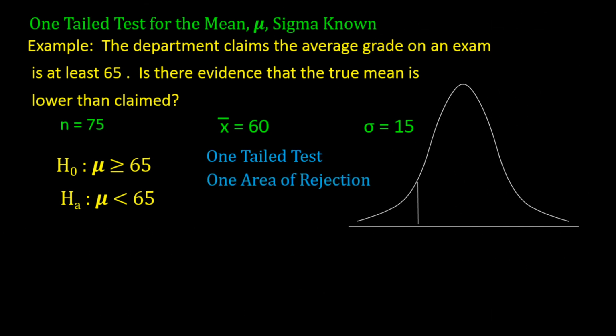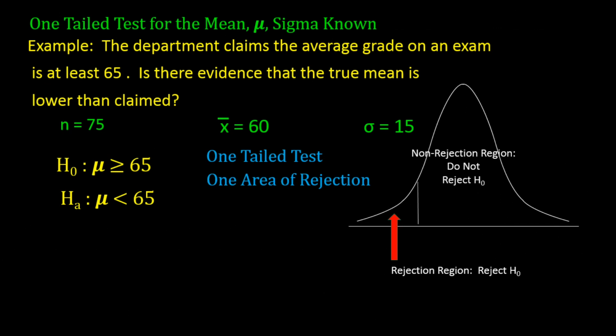And which tail would that be? It is always the direction of the alternative or research hypothesis. So here in the alternative hypothesis, it says less than 65. So we are focusing on the less than or lower tail region. This is our rejection region, and if the test statistic falls in this region, our conclusion will be to reject the null, and that is that we have found evidence to support the alternative hypothesis.